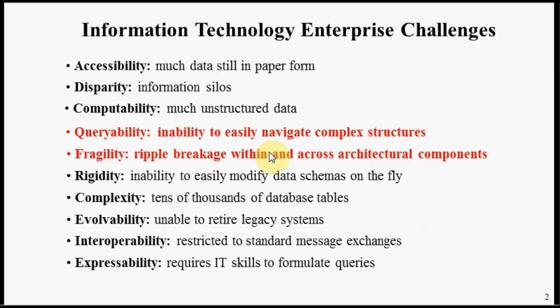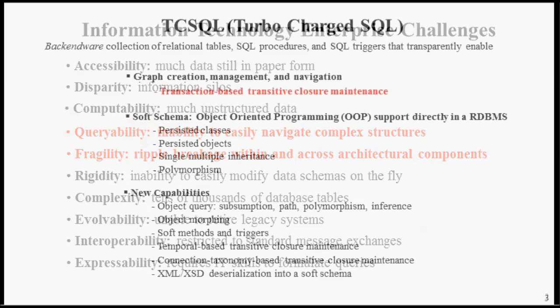There are a number of challenges in information technology. In today's presentation, we're going to talk about two of them. Something called queryability, the inability to easily navigate complex structures. The second is the notion of fragility. Oftentimes in an enterprise system, whenever you make a change to one layer of the architecture, you get a ripple effect where you break other layers. So we're going to talk about a solution to these two problems.